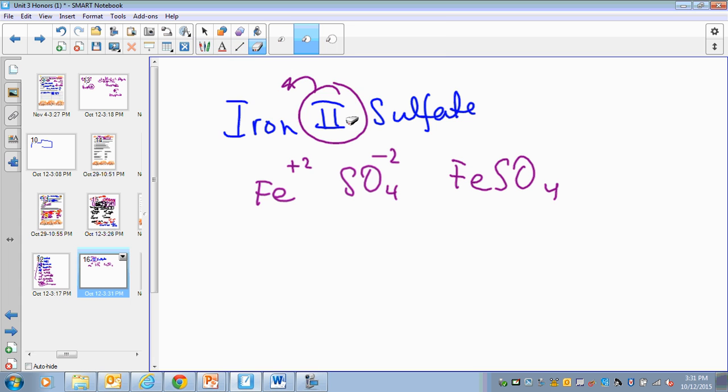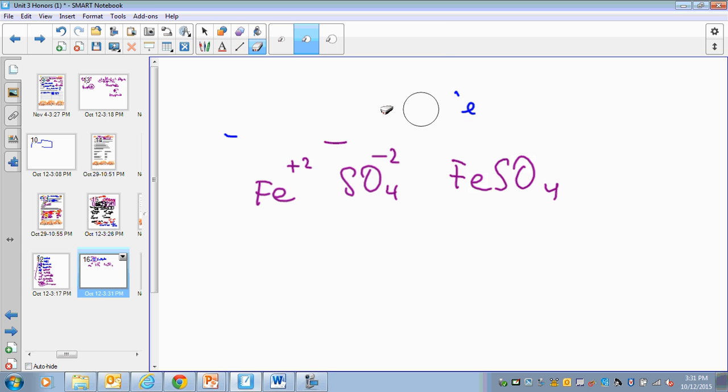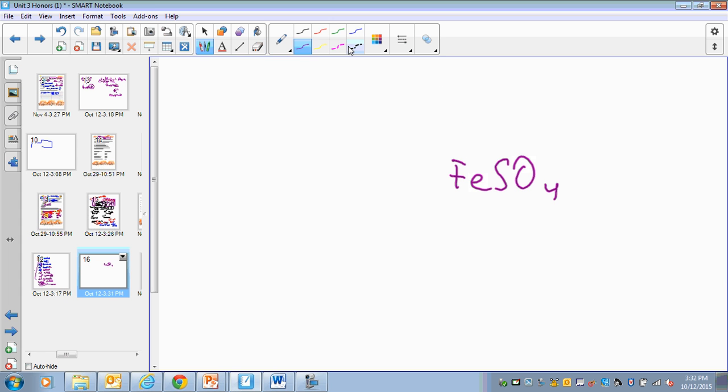What if you were not given the name and you are given the formula? So now you have to write the name. You will say, all right, I don't know what is the charge of iron here, but I know that sulfate is always -2, and iron must be +2. That's why I don't see any number, because this 4 is part of the sulfate. It is not coming from iron.